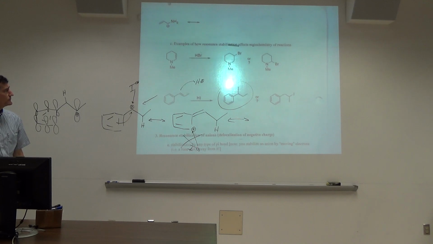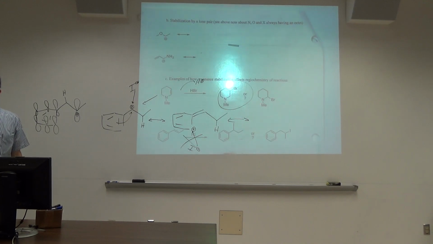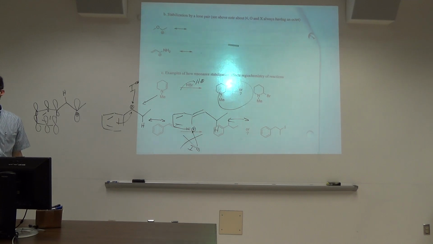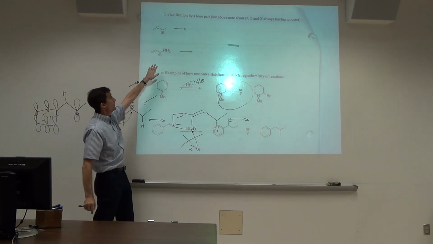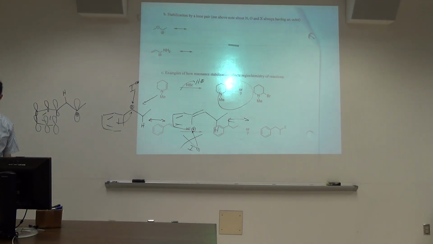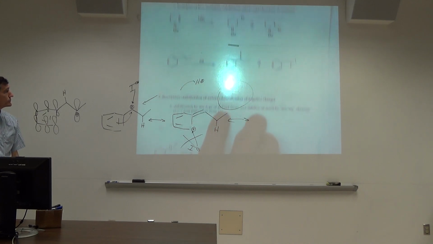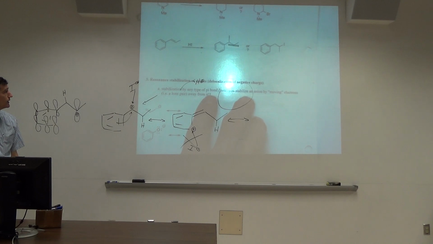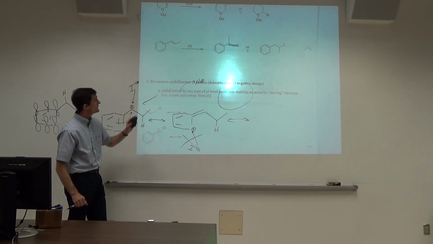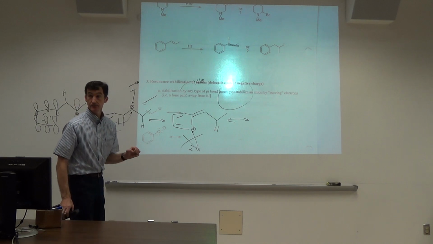Questions about resonance stabilization of cations? Move electrons towards it. You're either going to have a pi bond to move towards it or a lone pair to move towards it. We did them both in this example. Next, we'll look at resonance stabilization of anions.